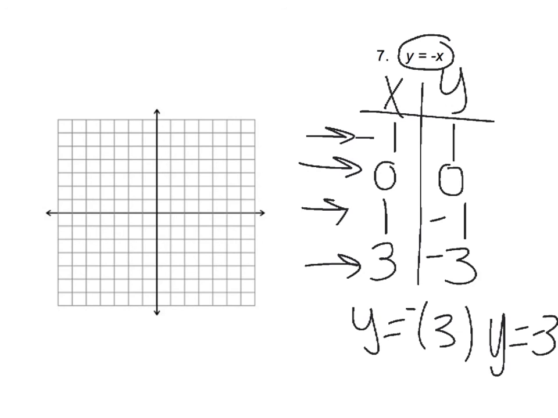Put that right there. Then I'll go over to my graph, and I'll plot those points. So I've got -1, 1, 0, 0, 1, -1, and 3, -3. Then easy as that, I make my line right through that, and I draw my arrows on the end. There you go, folks.